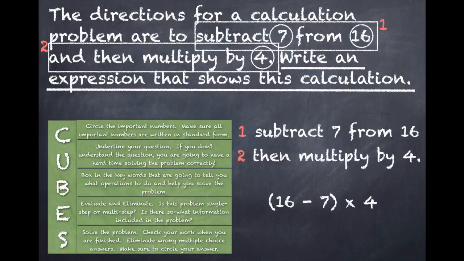So, we're going to write down 16 minus 7 because we're taking 7 away from 16. Don't get confused and write 7 minus 16. Okay, the problem says we're taking 7 away from 16. Then we multiply by 4. If you only wrote 16 minus 7 times 4 without any parentheses, according to the order of operations, we would have to do multiplication first. That's why we have to put parentheses around 16 minus 7, because that's what we want to do first.